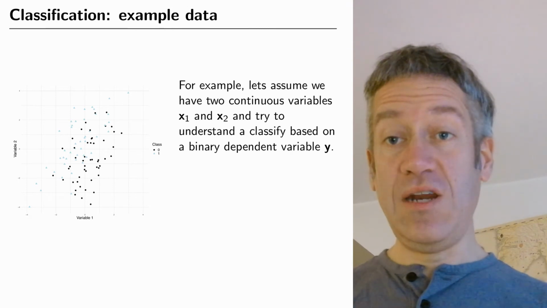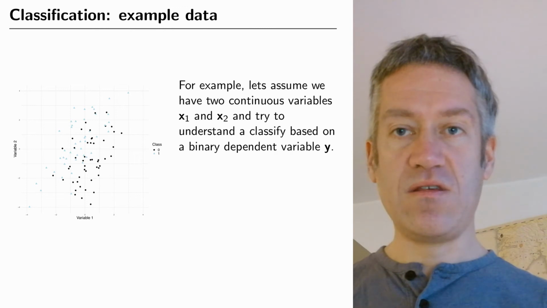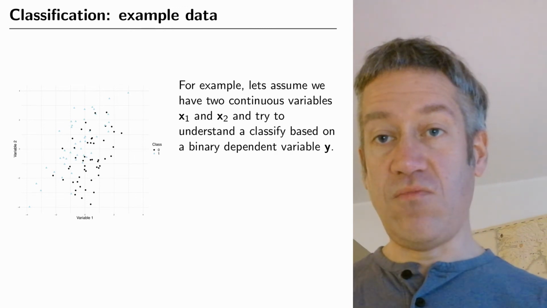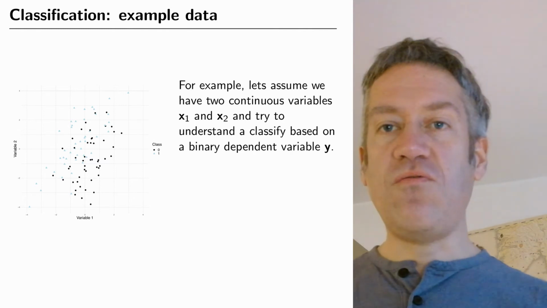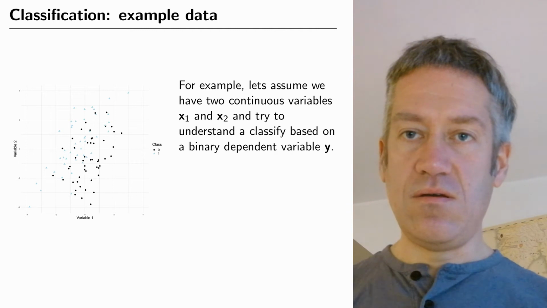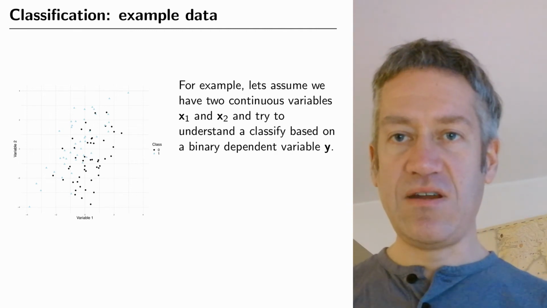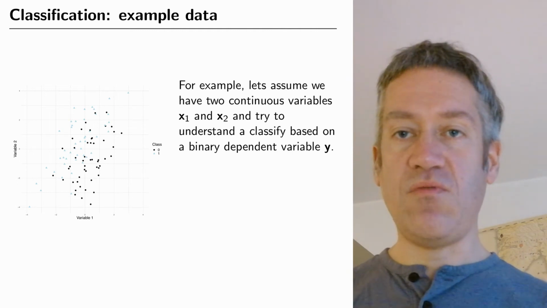So here we have two independent variables, variable 1 and variable 2, which are on the x and y axis. The color of the points shows you the y variable, the classification of the points. We want to predict best the classification between these black and gray points based on those values on variable 1 and variable 2.